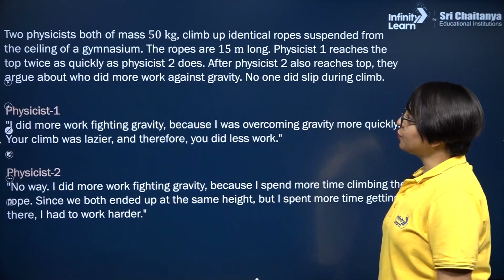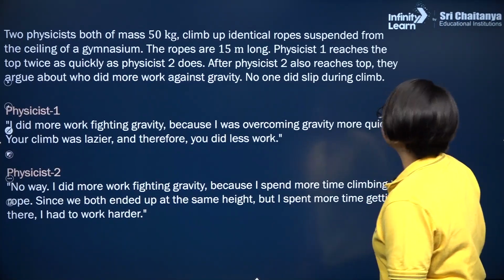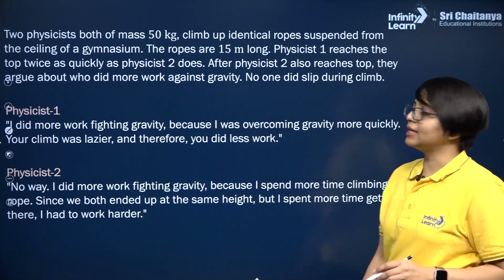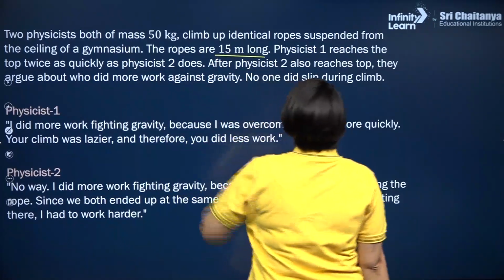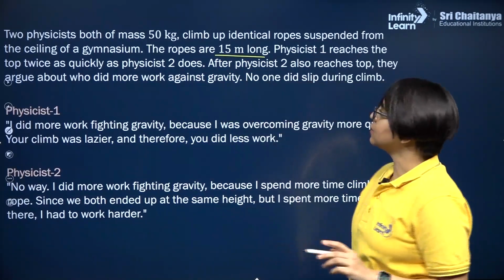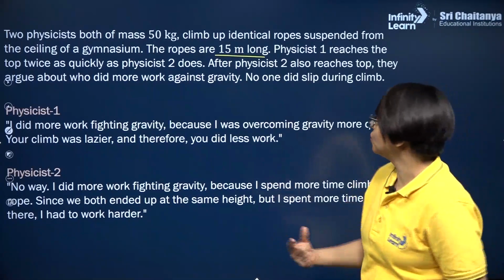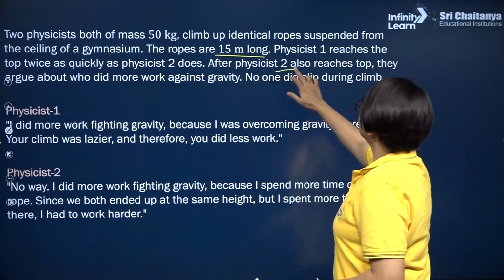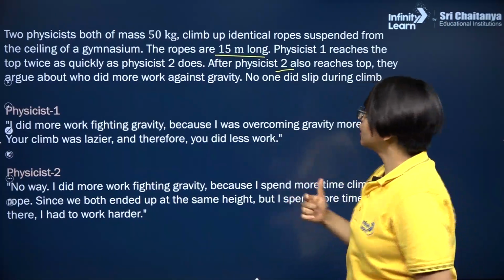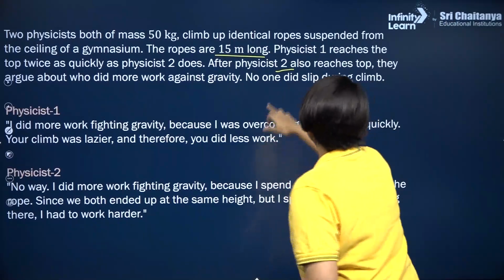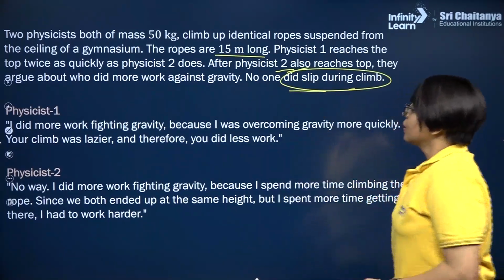Next question: two physicists, both of mass 50 kg, climb up identical ropes suspended from the ceiling of a gymnasium. The ropes are 15 meter long. Physicist 1 reaches the top twice as quickly as physicist 2 does. After physicist 2 also reaches the top, they argue about who did more work against gravity. No one slipped during the climb. Okay, fine.